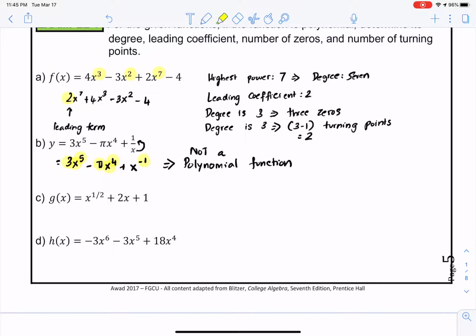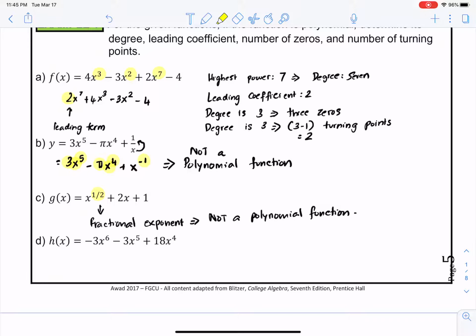In a similar manner, if we look at the next function, we have x raised 1/2. So that is a fractional power or fractional exponent. This would imply not a polynomial function. We would want the exponents to be non-negative integers.